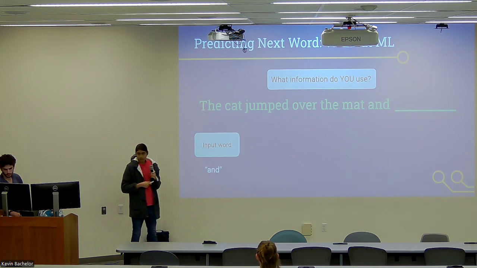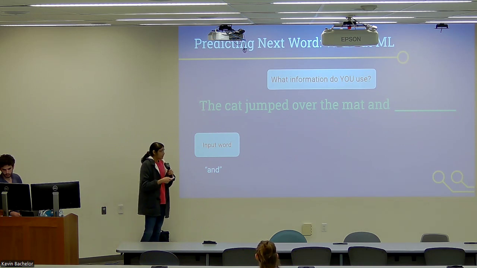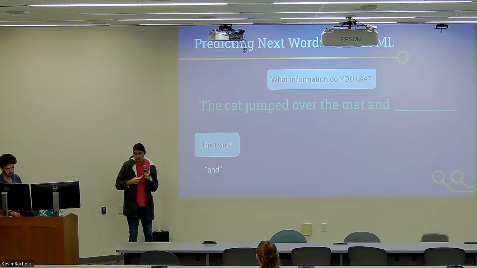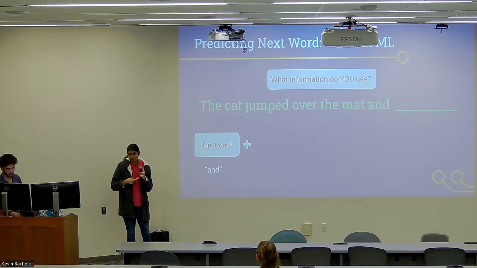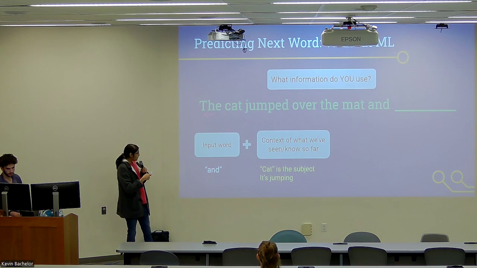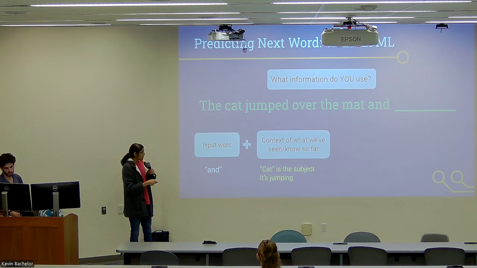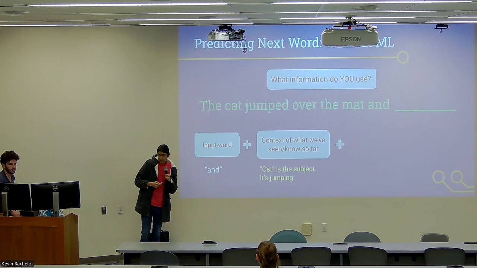One thing is we took this word right here, the last word that we left off at, which is and. So we took that into consideration. Another thing is everything we've read so far. So far we know that the cat jumped over the mat and something. Every single thing we know at this point, as soon as we read the word and, everything we know up to that point, we took that into consideration.